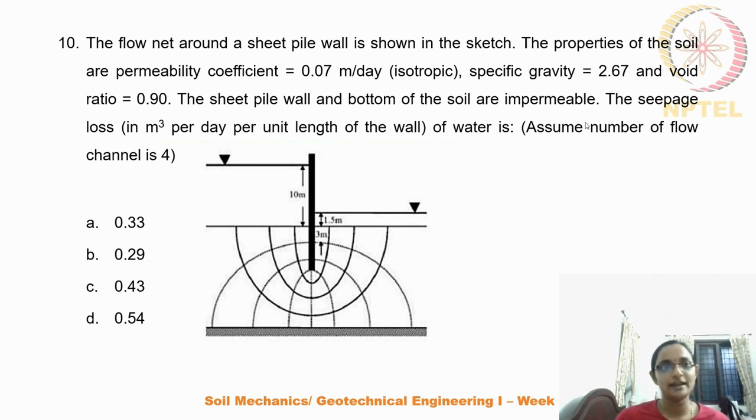So same equation we had applied in one of the previous questions, that is Q is equal to KH into NF by ND. Here also we are given the value of K, then H we can determine from the figure. NF is given as 4, we can assume it as 4, and ND, ND is number of drops.